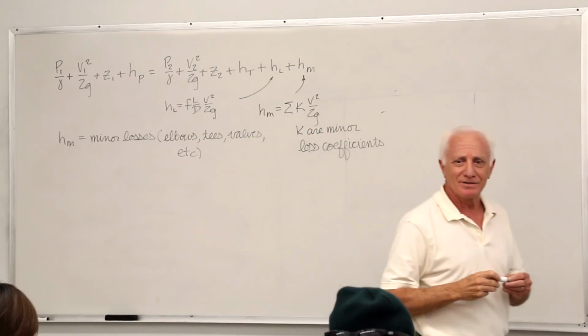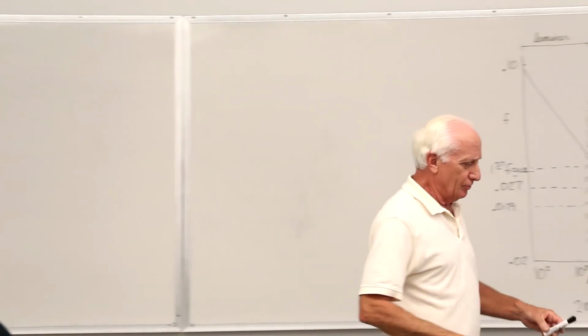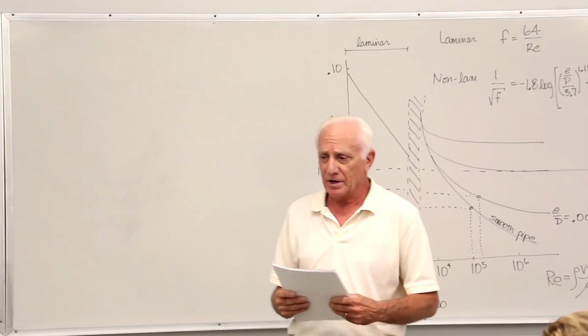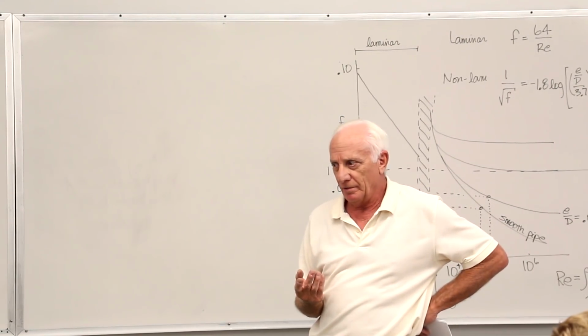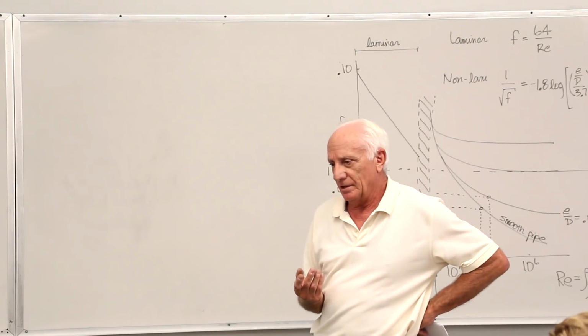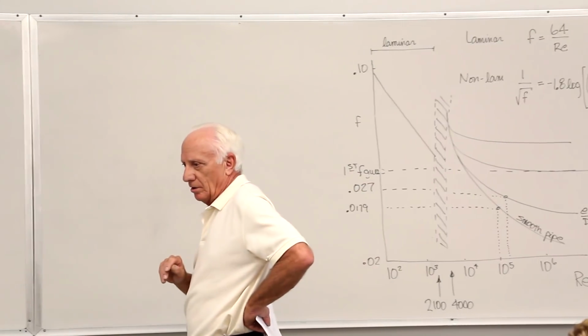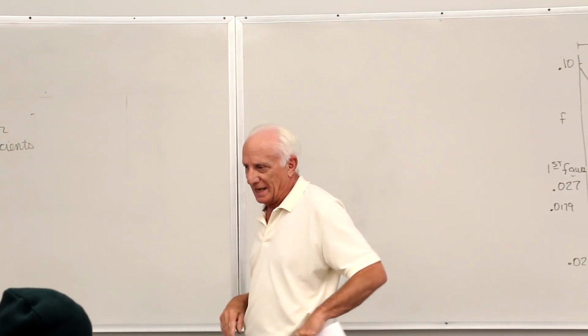They're pretty much constants. You search them out and find them and add them together in the pipe network. From where to where? Typically from point 1 to point 2. Wherever you write the energy equation, go from point 1 to point 2 and find all the minor losses in that path.